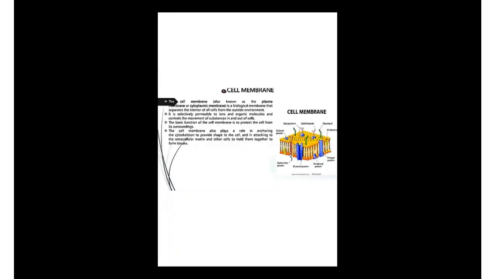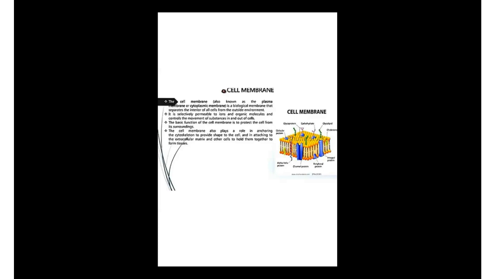Cell membrane, as I told you, indicates the outer covering. The cell membrane is known as the plasma membrane or cytoplasmic membrane. It is a biological membrane that separates the interior of all cells from the outside environment. So how is it separated from the external environment? What is the function of this membrane? In the last class also I told you, it is to separate things to make things easier.